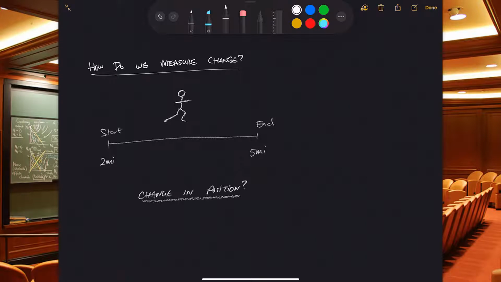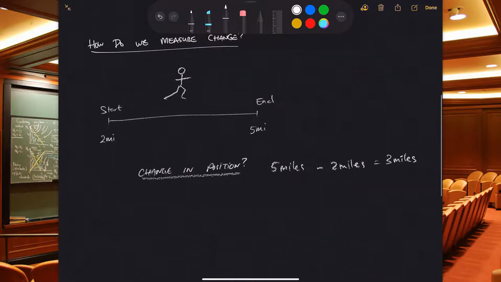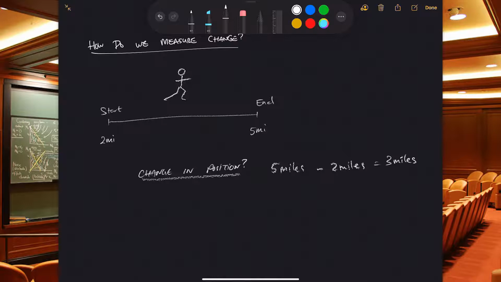Right, he ran 3 miles is what your brain might be telling you. But how do we get there? Well, we took the 5 miles from the ending position, minus the 2 miles from the starting position. That got us a total distance of 3 miles. So this concept is how we measure change in general, which is the end value minus the start value equals the change.